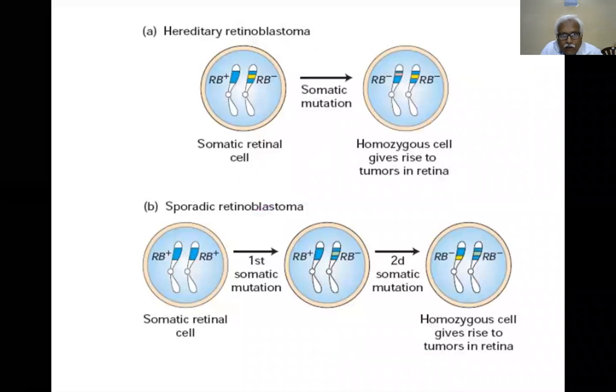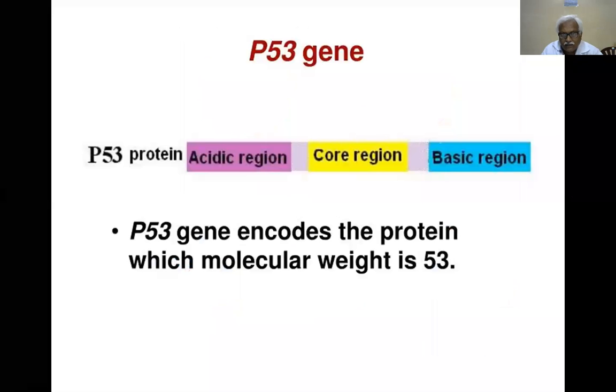So in hereditary retinoblastoma, a somatic retinal cell undergoes somatic mutation, and the homozygous cell gives rise to tumors in the retina. Without heredity, sporadic retinoblastoma is also known. Even without a heredity factor, there is sporadic retinoblastoma. So a somatic retinal cell will be there, the first somatic mutation will take place, and in the second somatic mutation, the homozygous cell gives rise to tumors in the retina. So it's all quite unfortunate.